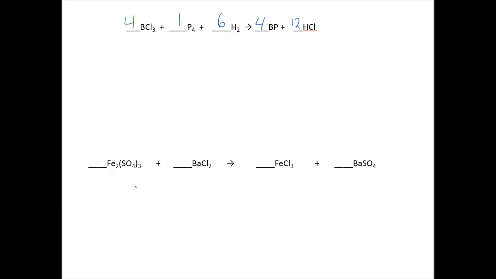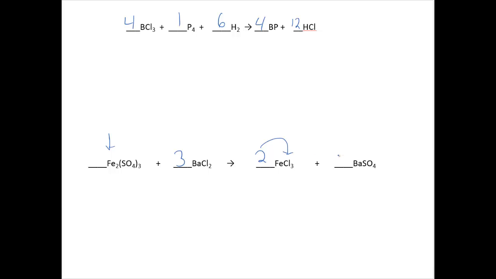And sometimes you can balance by leaving the polyatomic ions alone. Let's pick iron in this case. I've got 2 irons here. I'm going to put 2 here. It doesn't matter what element you pick. That gives me 6 chlorides. So I'm going to put a 3 here. That gives me 3 bariums.